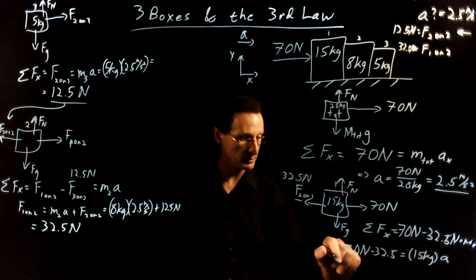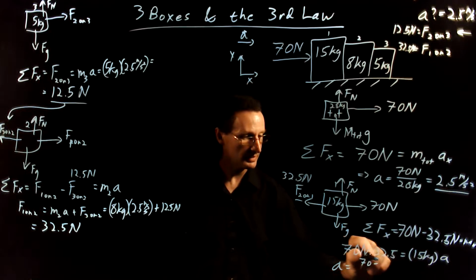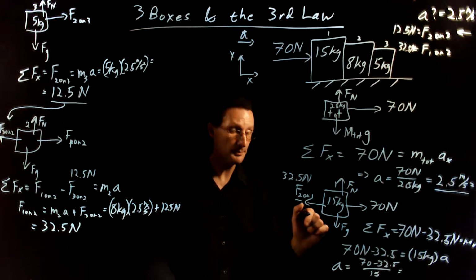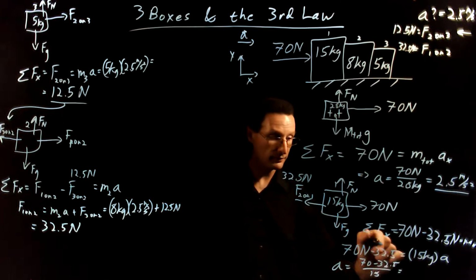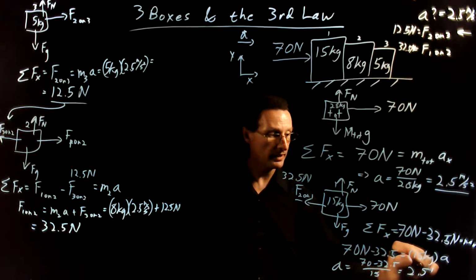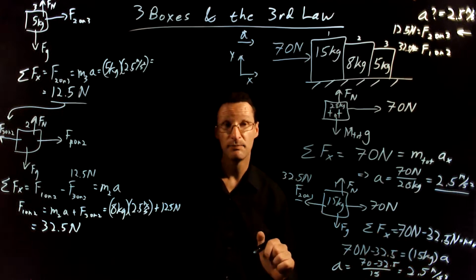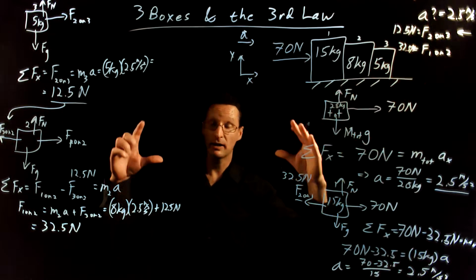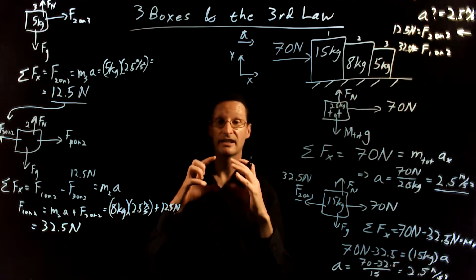So 70 newtons minus 32.5 equals 15 kilograms times some unknown acceleration. Now if I divide both sides by that, I find the a as 32.5 over 15. So when I punch that into my calculator, go ahead and try that out. You'll find it to be 2.5 meters per second squared, which is the same as the acceleration I got when I treated all 3 as one unit.